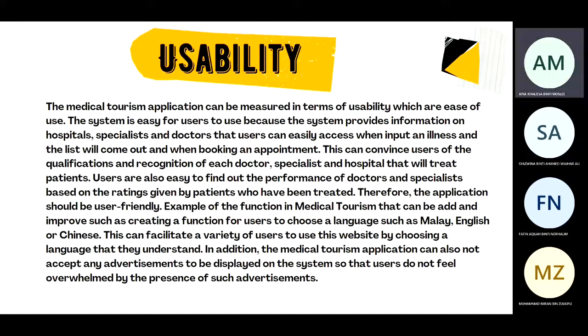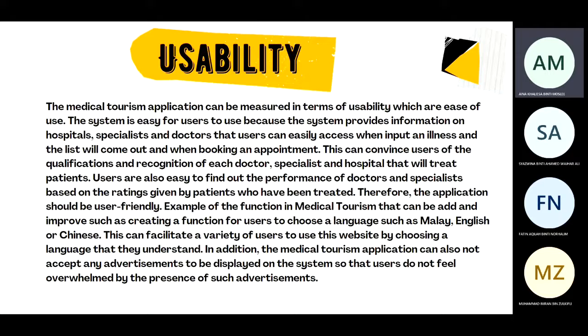So, for using this application, a user can easily find the specialists, hospitals, and doctors. Just input the illness that they want. For example, they insert an illness such as allergic, so that the system will list out the hospitals or specialists or doctors that are related to that illness, which is allergies. This can convince users of the qualification and recognition of each doctor, specialist, and hospital that will treat patients. Users can also easily find out the performance of doctors and specialists based on the ratings given by patients who have been treated.